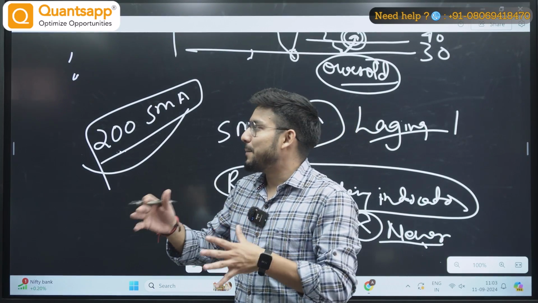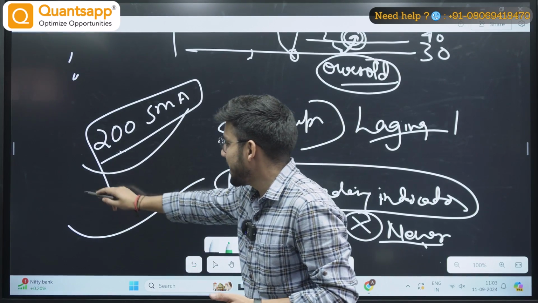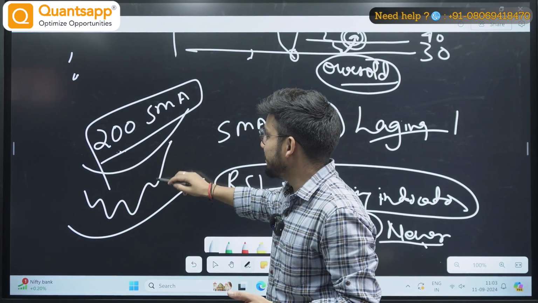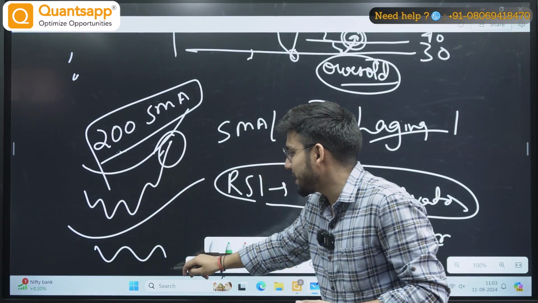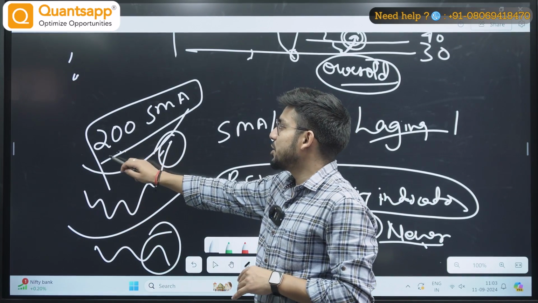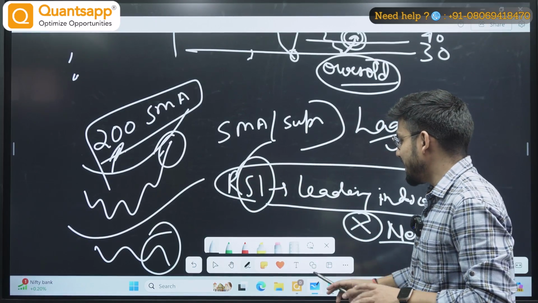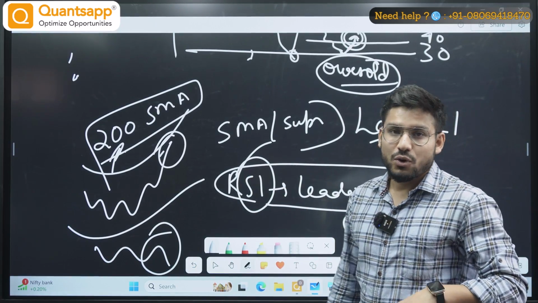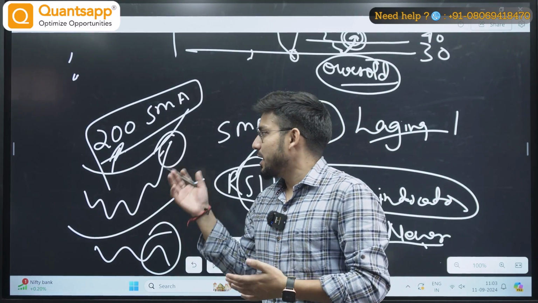So if my market is above the 200 SMA, for example, this is the 200 SMA and my market is above it, it means this is a positive market, there is an uptrend. And if my market is below it, it means my market is in a negative direction. So we will use the 200 SMA along with RSI. As I have told you, we will never use RSI alone. There are multiple other things we will use, and you can see that in the upcoming part.